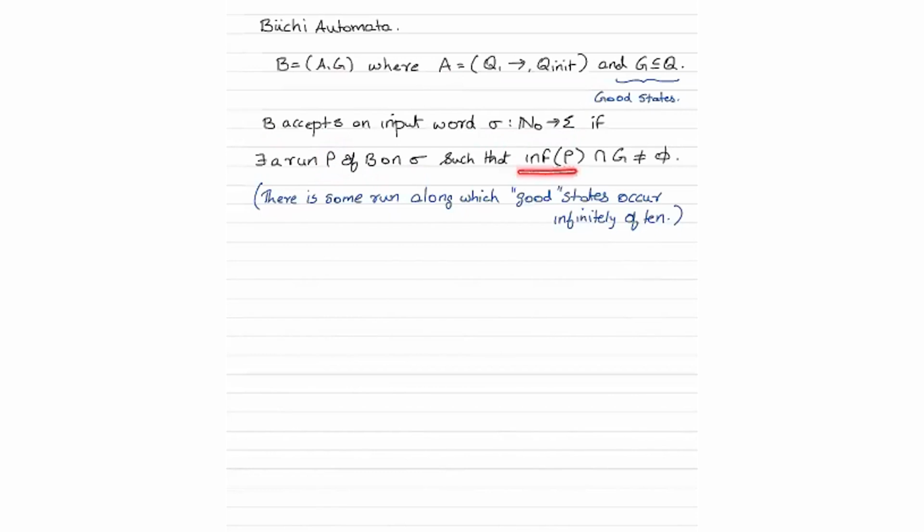You look at the states which occur infinitely often in the run. You intersect with G, and that is not empty. So that's basically saying that the automaton accepts an infinite word if there is some run along which a good state occurs infinitely often. Okay, so what is a Büchi automaton? It's a standard automaton along with a set of good states. So this automaton accepts a word if there is some run along which good states occur infinitely often. Is that clear?